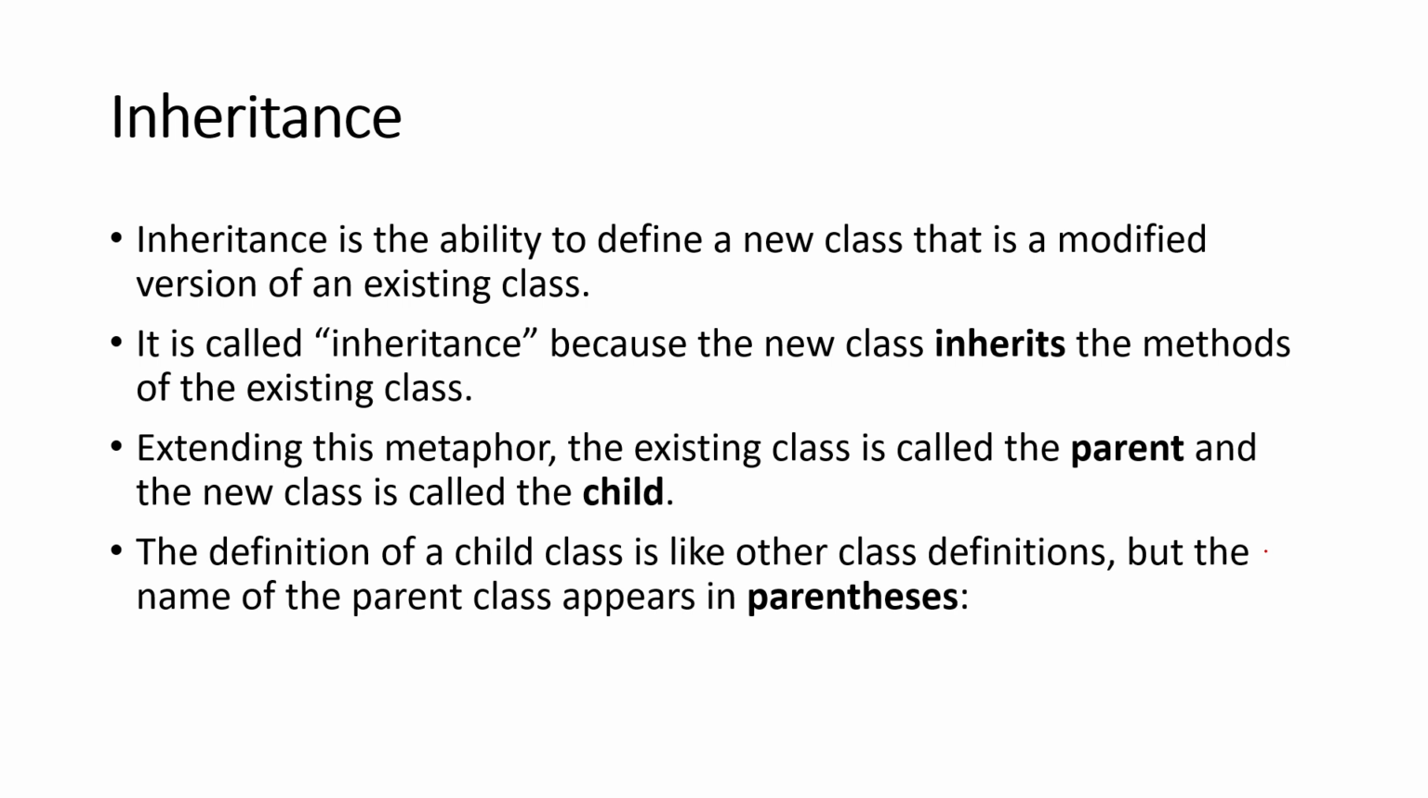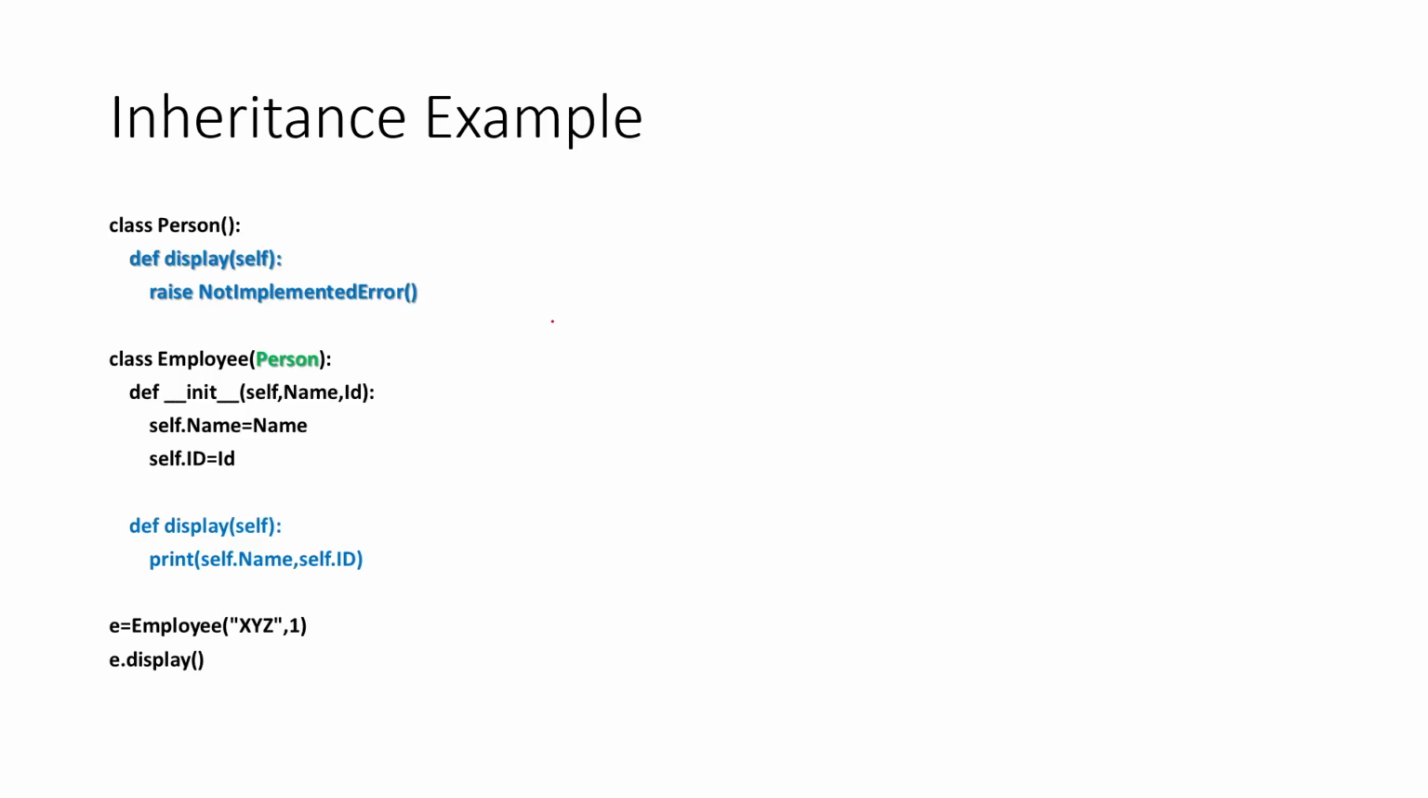Inheritance. Inheritance is the ability to define a new class. You are going to derive a new class. You are extending the class. The class which is derived is called the child class. The class from which a class is derived is called the parent class. It inherits some more features. That is why that process is called inheritance. We'll see with a small example.